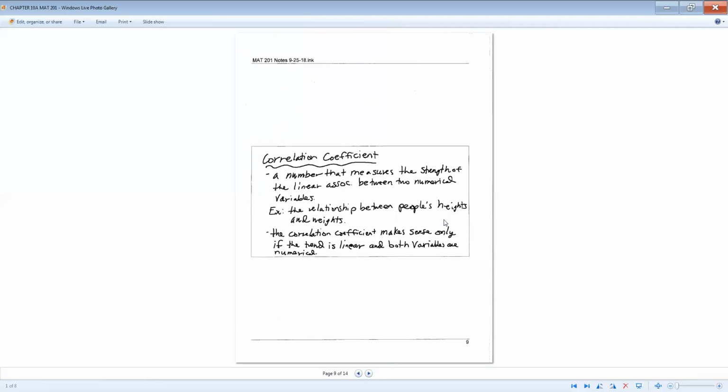Now, your correlation coefficient is going to be a number that measures the strength of the linear association between two numerical values. So an example of that is the relationship between people's heights and weights. So the correlation coefficient makes sense only if the trend is linear and both variables are numerical.